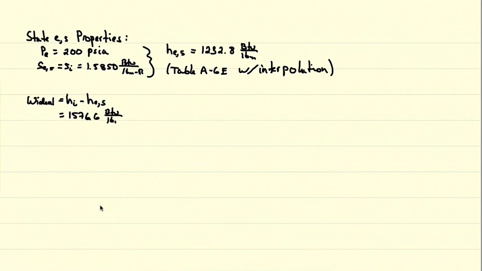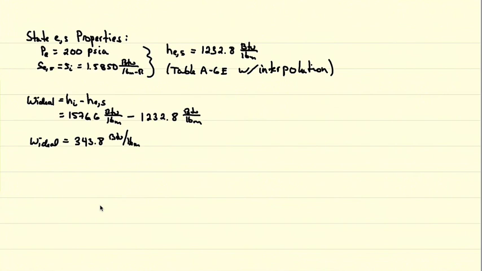Aren't you happy I had you look that up when we looked up entropy at the inlet state? Minus our ideal exit state enthalpy, HE comma S, which we used linear interpolation to determine as 1232.8 BTU per pound mass Rankine. And so when we plug that into our calculators, we'll get an ideal work that's equal to 343.8 BTU per pound mass.